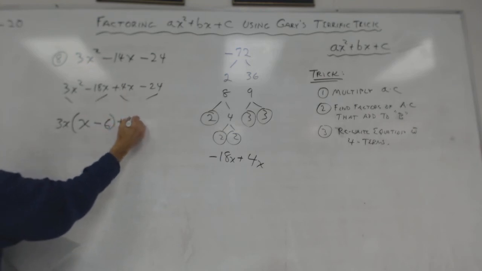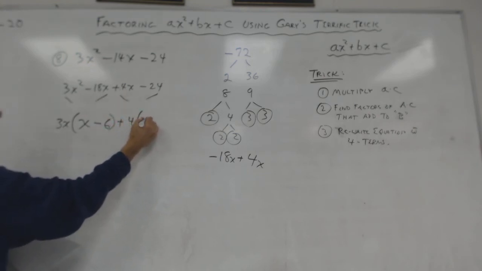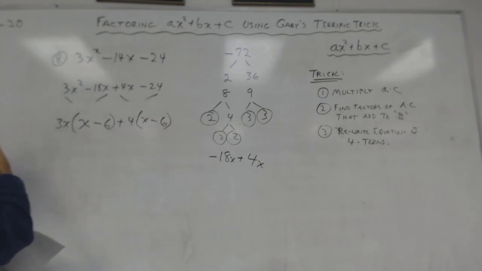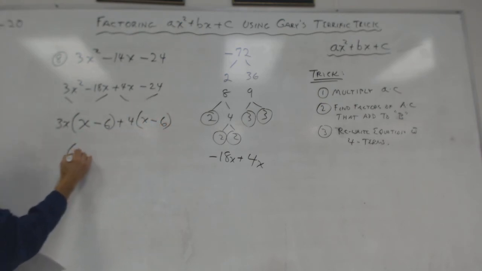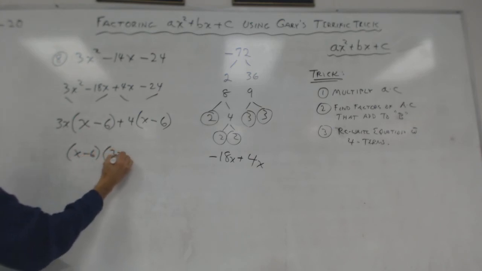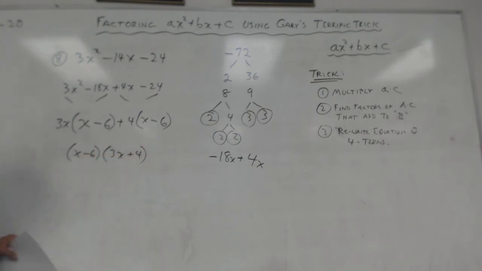I could take out a 4. And that would give me x minus 4 times what is 24? 4 times 6. Oh my God. So I'm going to do x minus 6 times 3x plus 4. And I'm done, right?